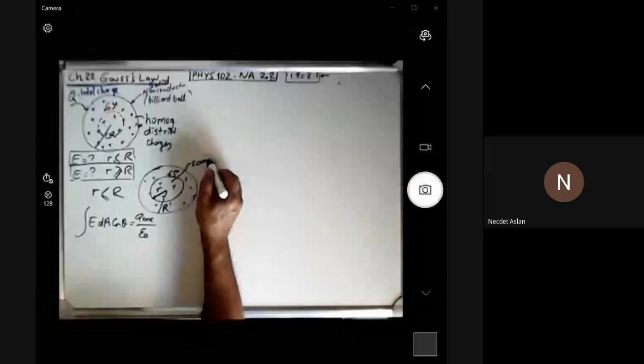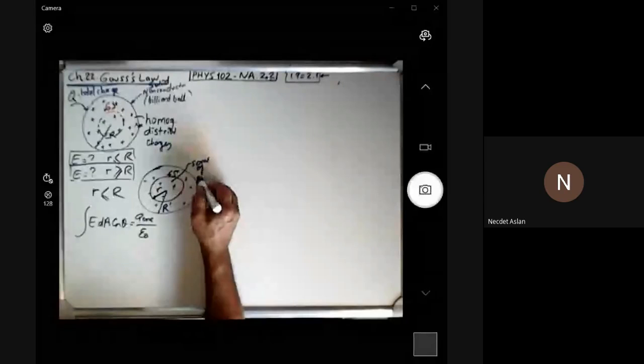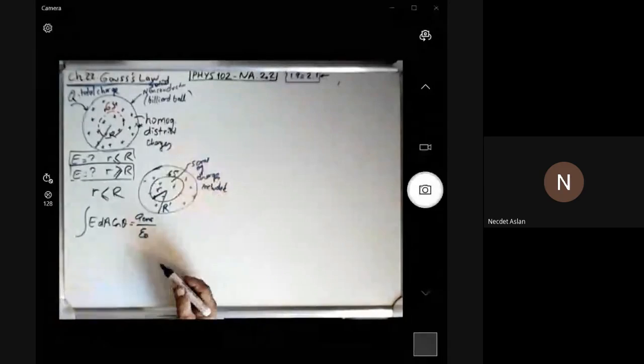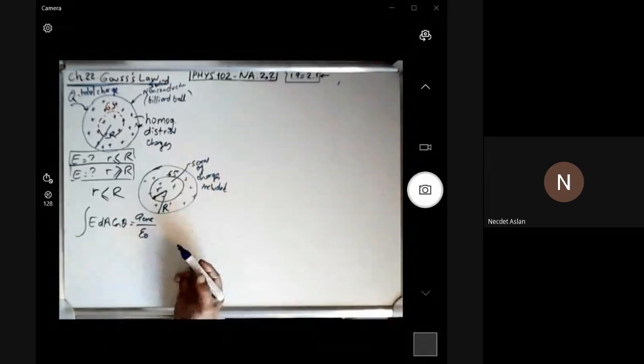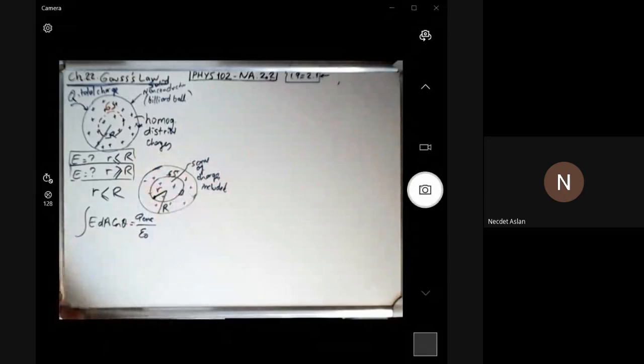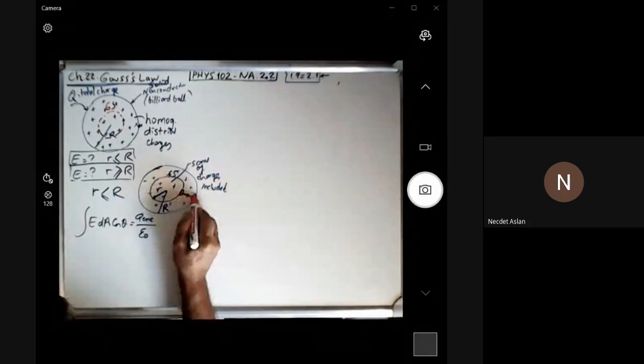Sum of the charges included. Obviously, some of the charges are included. Okay, but now what we know is that if you draw a surface area vector, it's dA, because we are in spherical geometry.